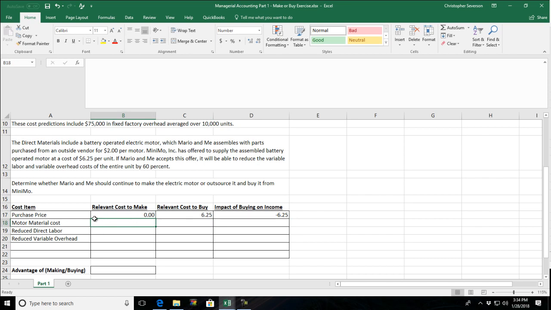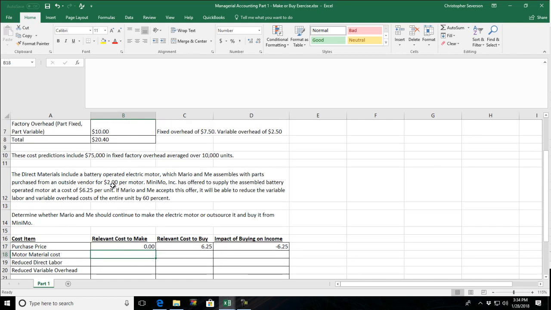Now let's take a look at the next cost, which would be motor material cost. So if we continue to make it, we have to pay the $2 per motor. But if we buy it, we do not have that cost. So this actually shows up as a positive because it's $2 cheaper for that particular item if we buy the overall assembled product versus making it. We're saving the $2.